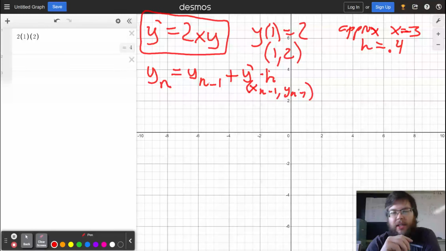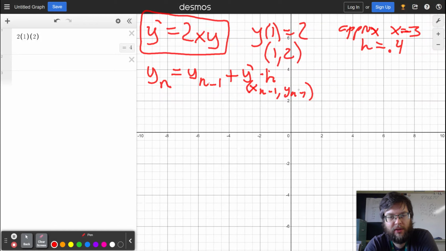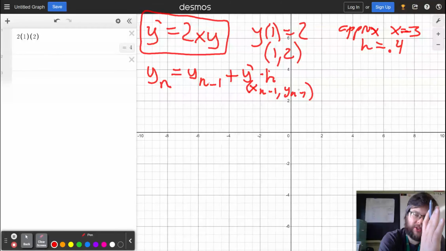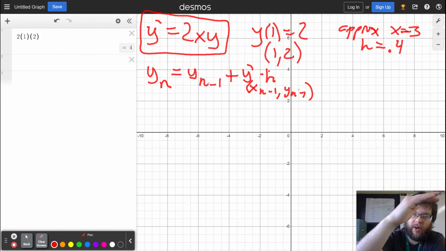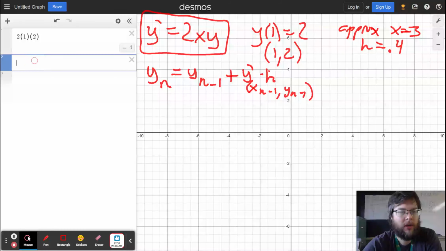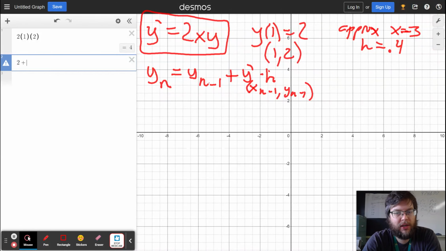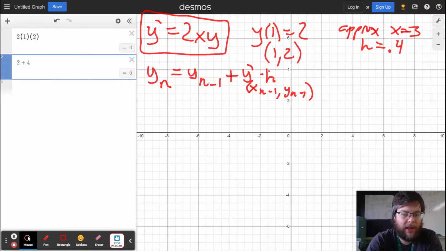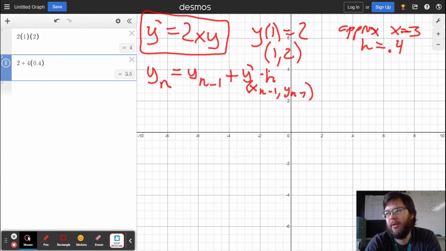So what I'm saying is you take the previous x and y value, that's x n minus 1 and y n minus 1. You plug those into the derivative to give you the slope. You multiply the slope by your horizontal movement because multiplying slope times horizontal movement gives you the change in the y value. Okay? So let's look at that process here. Our new y value is going to be our old y value of 2 plus our slope of 4 multiplied by our h value of 0.4. So now we have 3.6.